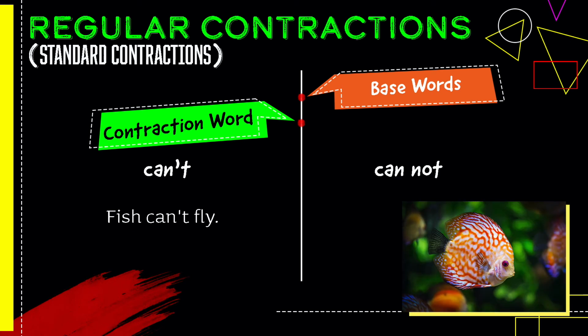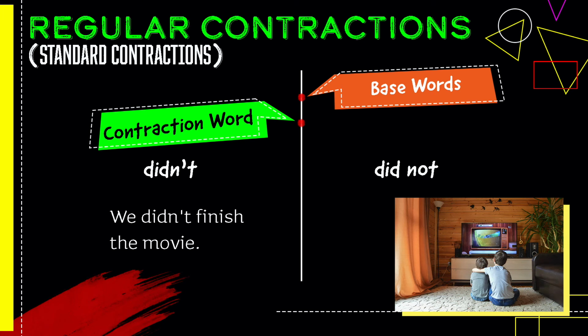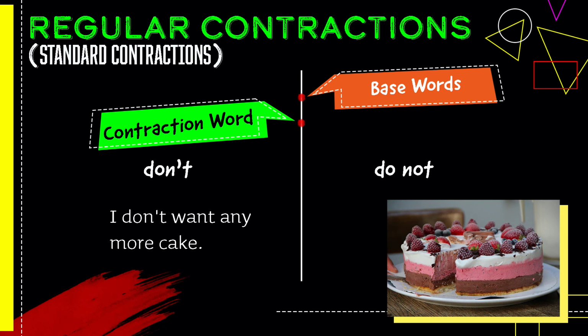Cannot, can't. Fish can't fly. Could not, couldn't. He couldn't read the label. Did not, didn't. We didn't finish the movie. Does not, doesn't. She doesn't have a clue. Do not, don't. I don't want any more cake.